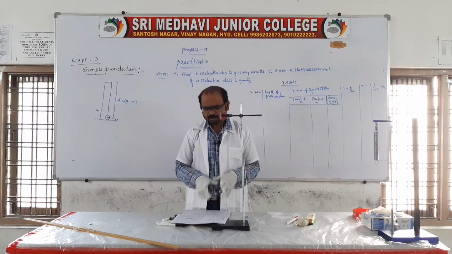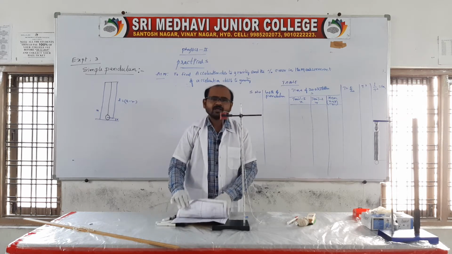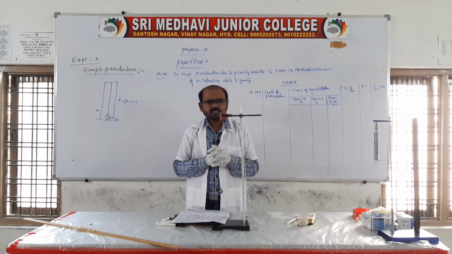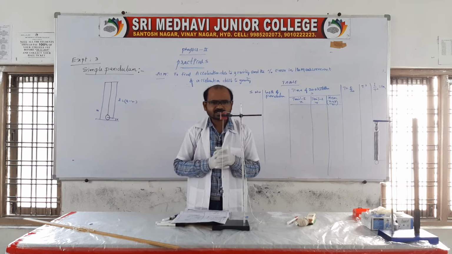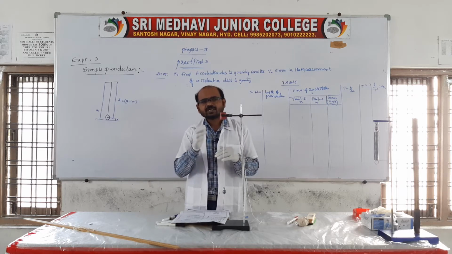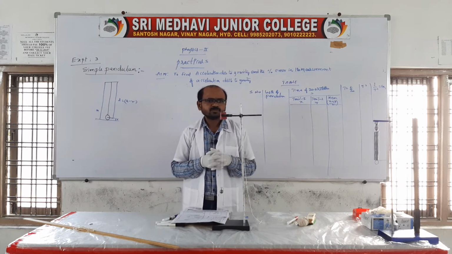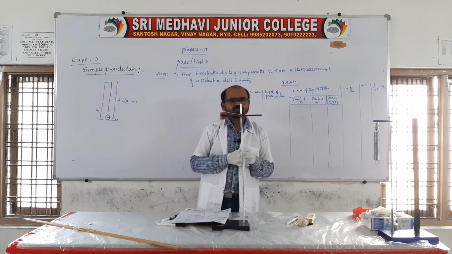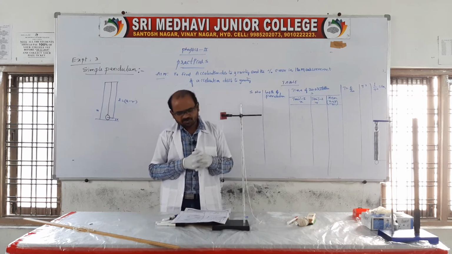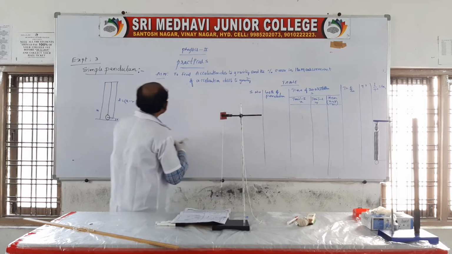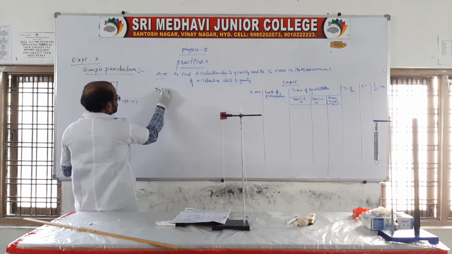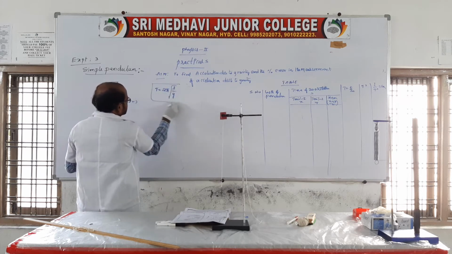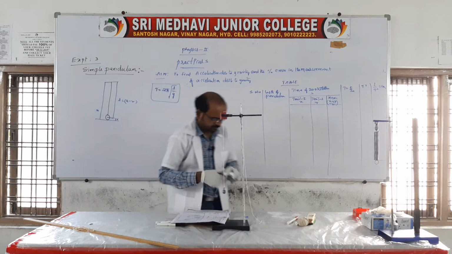By using a simple pendulum, we need to find the acceleration due to gravity at a given place. Of course, this question is there in the first year intermediate. To find the time period of a simple pendulum, we know T is equal to 2 pi into root over L by g. That is the time period of a simple pendulum.